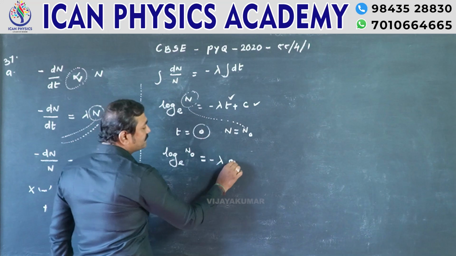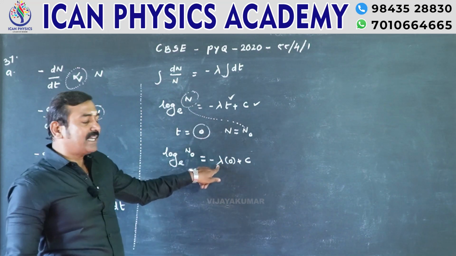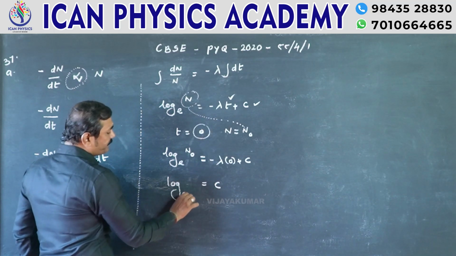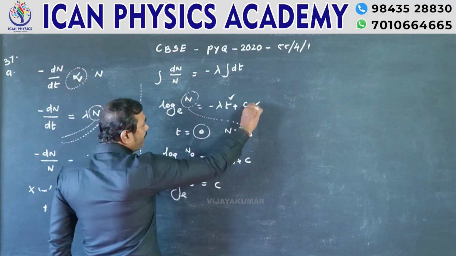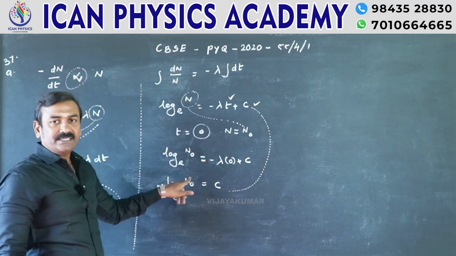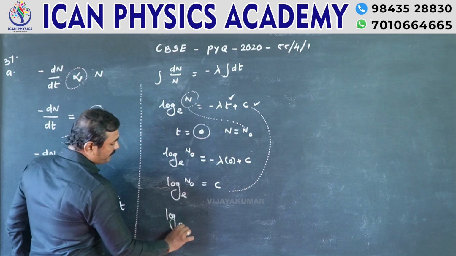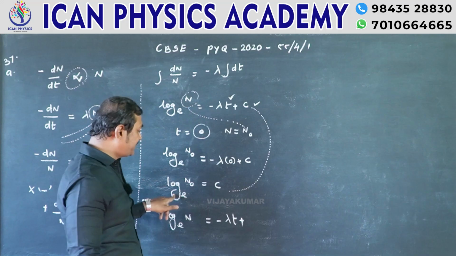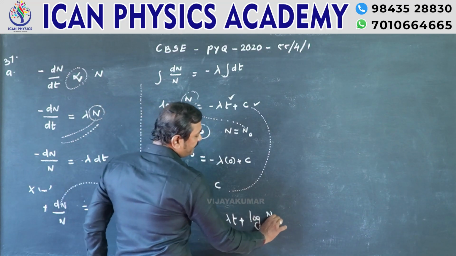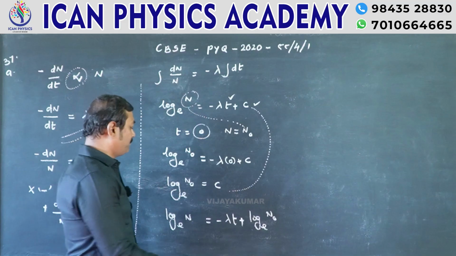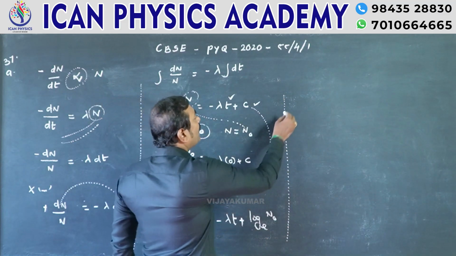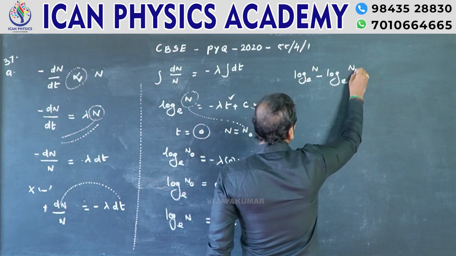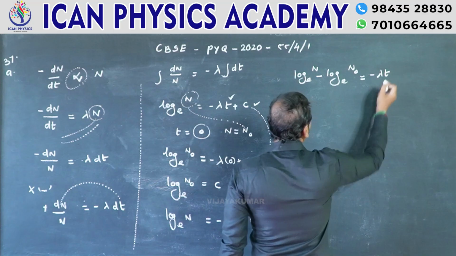So what is the value of t? It is 0, so 0 into lambda is 0, and 0 plus c is c. So c equal to log base e of N naught. Now instead of c, we substitute log base e of N naught. So log base e of N equal to minus lambda t plus c. What is the value of c? Log base e of N naught. Now the plus value comes to this side as minus, so log base e of N minus log base e of N naught equal to minus lambda into t.